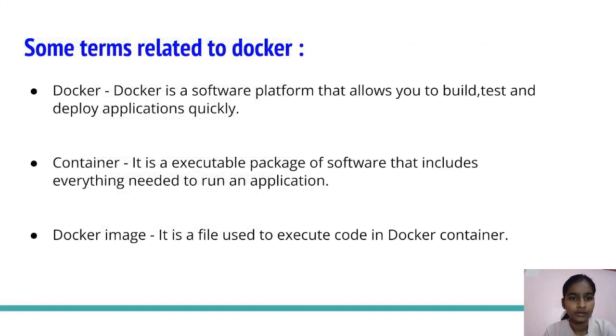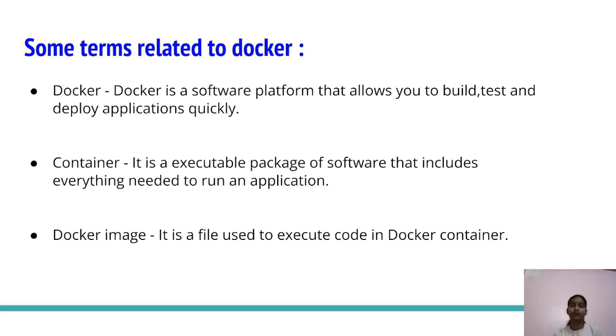So Docker is a software platform that allows you to build, test and deploy applications quickly. A container is an executable package of software that includes everything needed to run an application, and a Docker image is the file used to execute code in a Docker container.